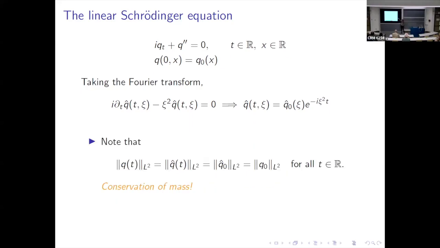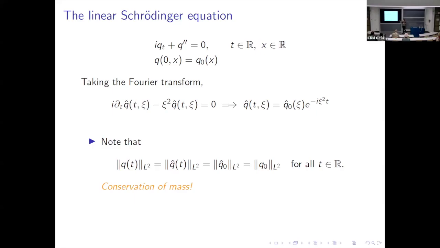Moreover, from the formula that I wrote here for the Fourier transform of my solution at time t, we see that the Fourier transform at time t has exactly the same absolute value as the Fourier transform at time 0. So then, okay, I can integrate, right? I can square that and integrate that, and then I get that the L2 norm of the Fourier transform at time t will be equal to the L2 norm of the Fourier transform at time 0. And then by Plancherel, I have that the L2 norm of my solution at time t will be exactly the same as the L2 norm of my solution at time 0, of my initial data. And that is going to happen for all t. So I have conservation of the L2 norm, conservation of mass.